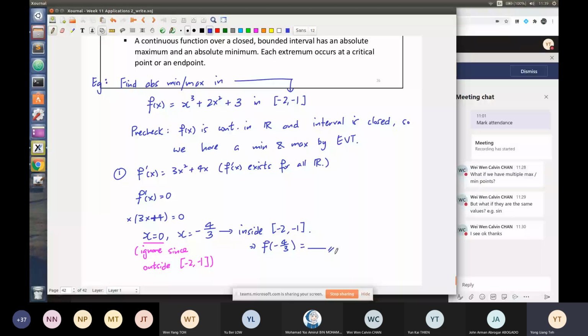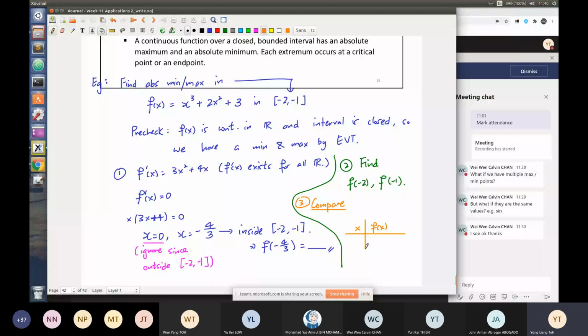Then second part, of course, you find f at -2 and f at -1. Of course, this is trivial, we don't waste time here. So now, thirdly, compare. How do we compare? Draw a table: x, f of x.